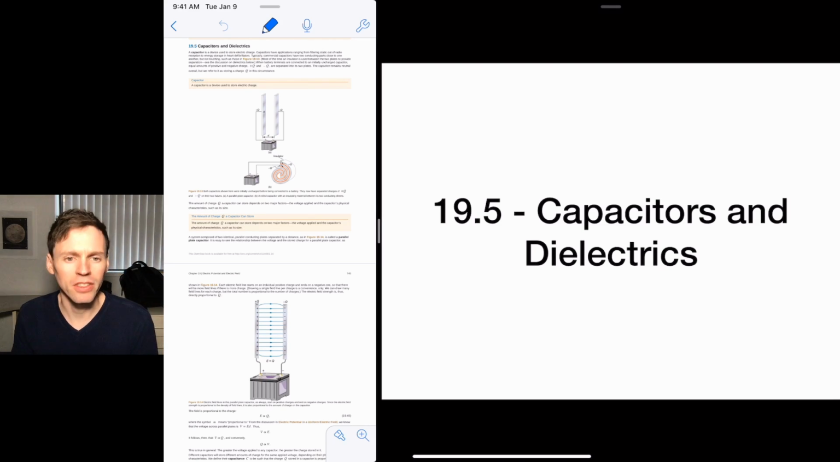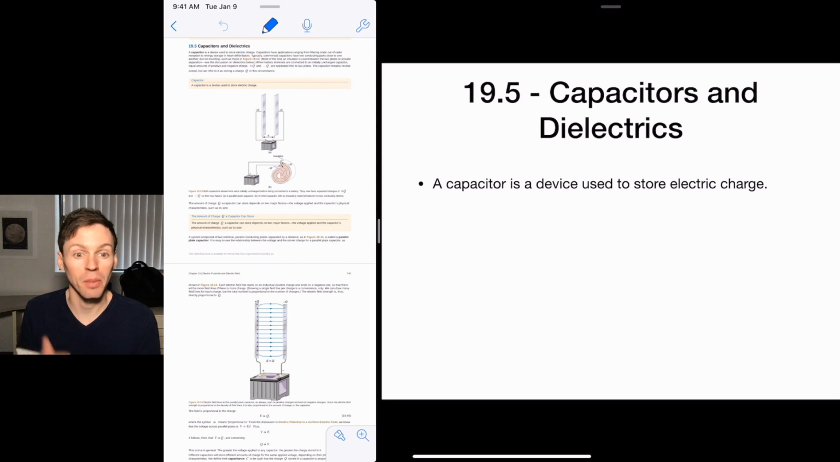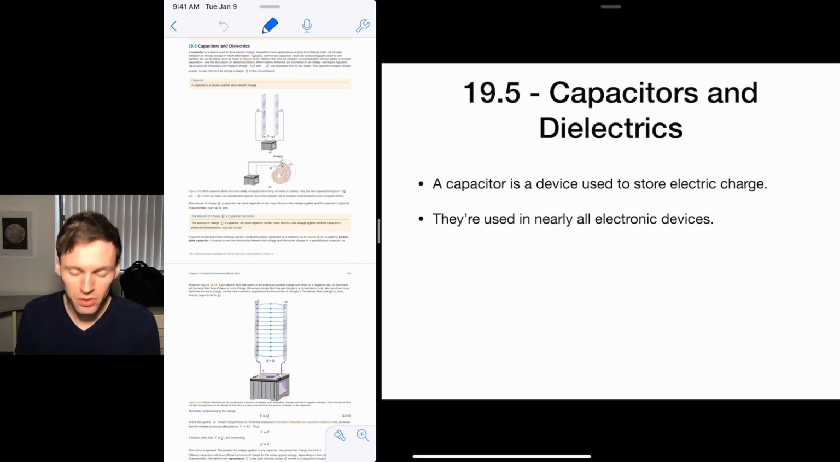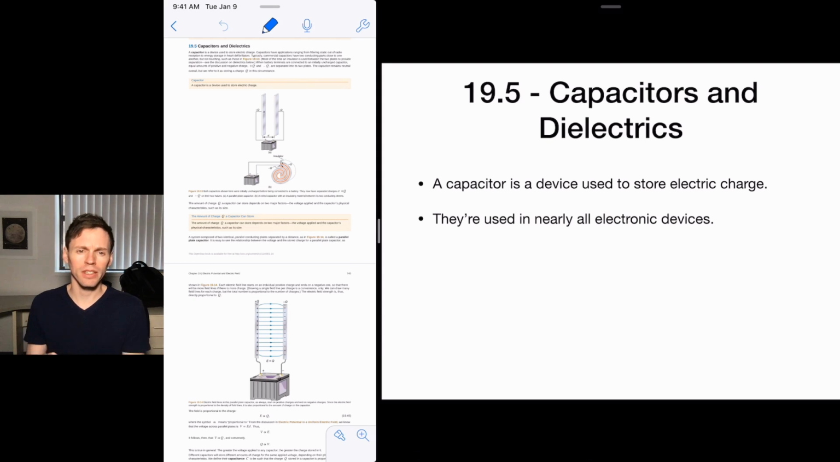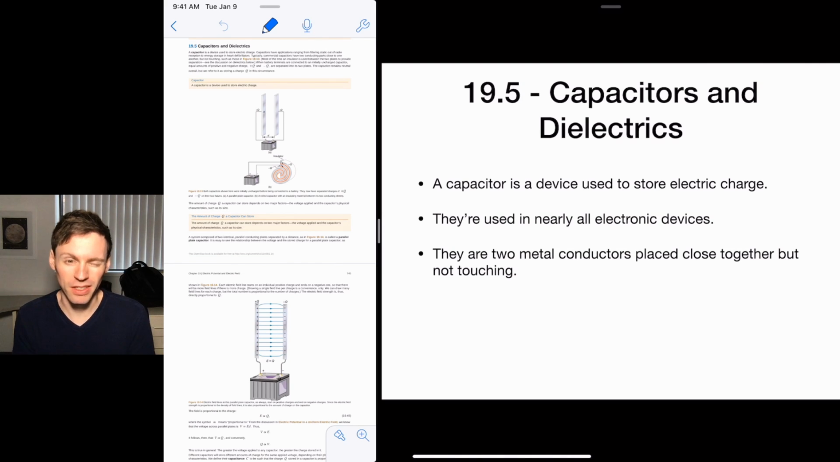Okay, so capacitors and dielectrics. What are these things? A capacitor is a device used to store electric charge. They're used in nearly all electronic devices, so every circuit that you use, your phone, light switches, all sorts of stuff have capacitors in them. Maybe more advanced light switches than a normal on-off switch.